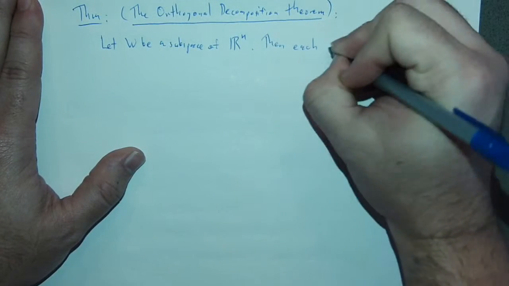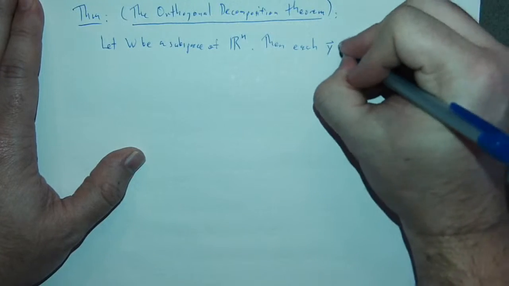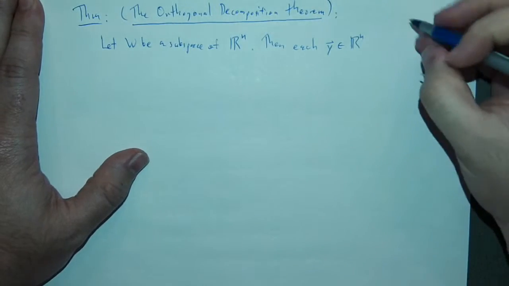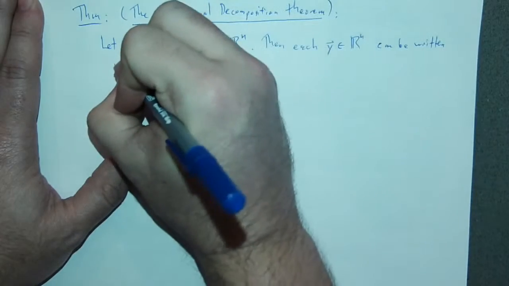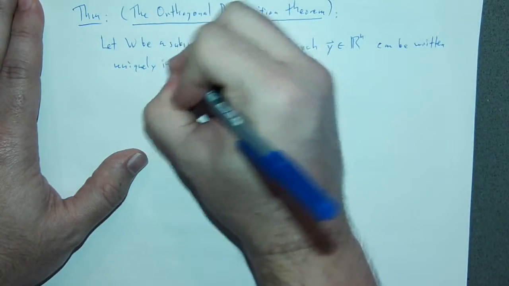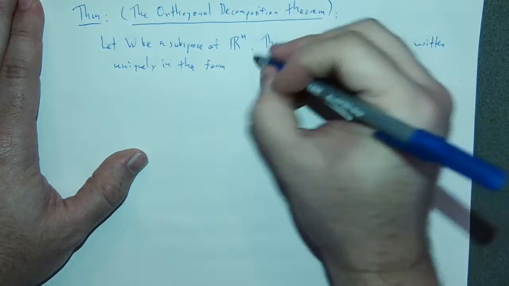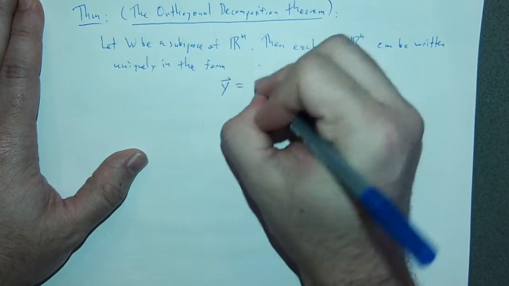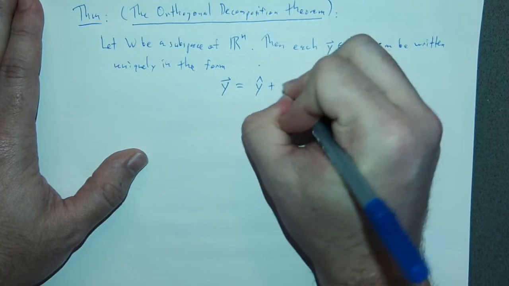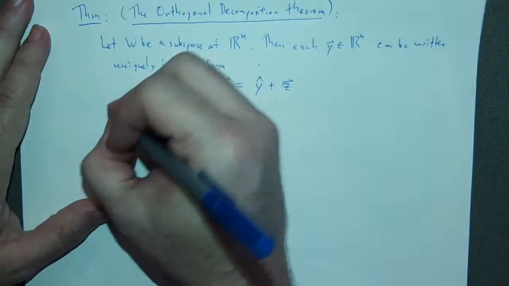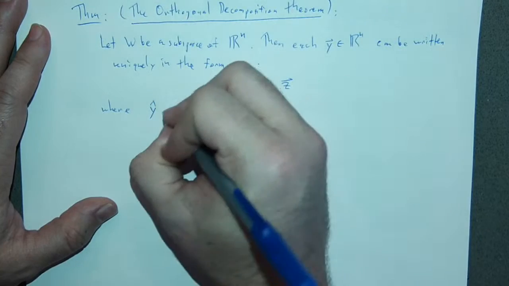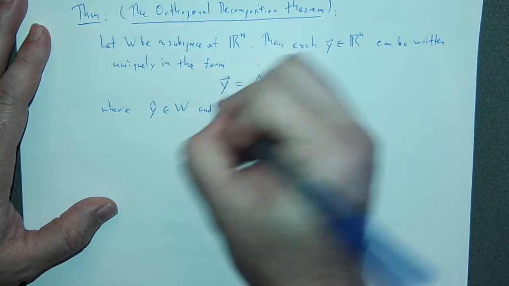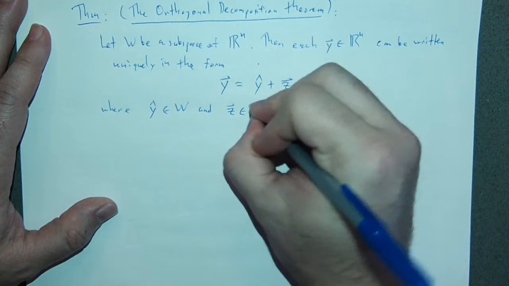So let W be a subspace of Rn, then each Y in Rn can be written uniquely in the form Y is equal to Y hat plus Z, where Y hat is in W and Z is in W perp.